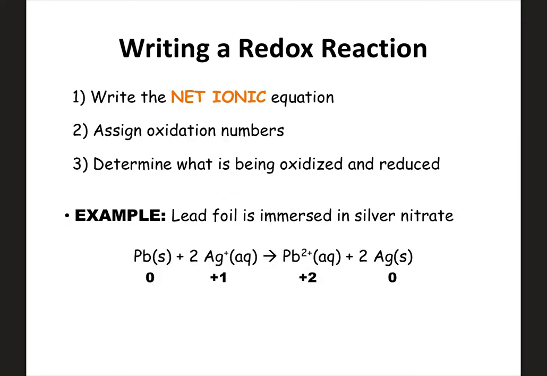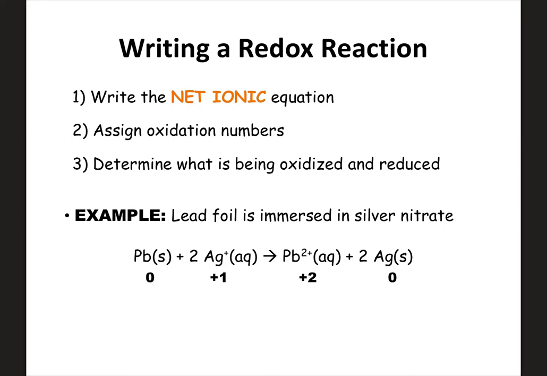I'm going to give you some basic steps for writing a redox reaction here, but realize we are going to do a full redox reaction with balancing coming up. This is just writing a general redox reaction. So first, we want the net ionic equation. We don't want the ions here that maybe aren't involved in the overall net ionic part of the equation. We can assign oxidation numbers and then determine what is being oxidized and what is being reduced.